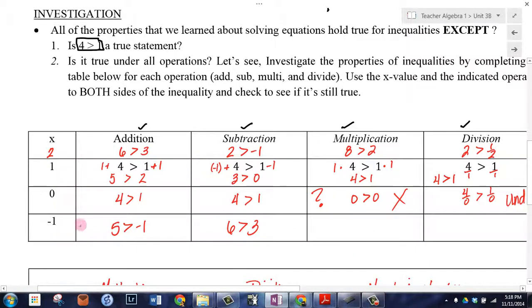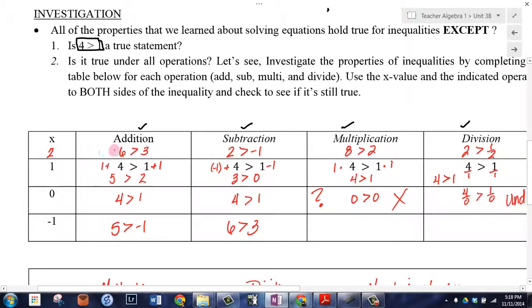Okay, so you can see here I've set up a little table, and we set up the columns of the different operations we're going to check. I've already filled this out, so it might look a little confusing. Here's 4. 4 is greater than 1. Now we're going to check addition. Starting with the row we looked at, for positive 1, if we add positive 1 to both sides, we'll see that it stays true. 4 plus 1 is 5. 1 plus 1 is 2. 5 is greater than 2. That's true. We have no trouble there.